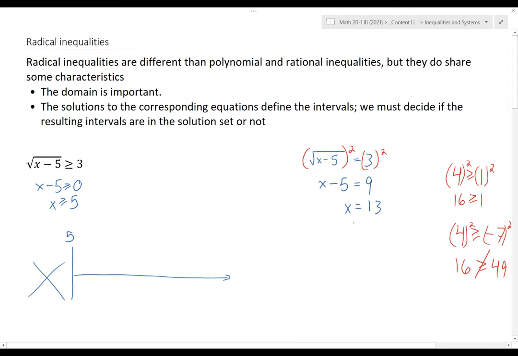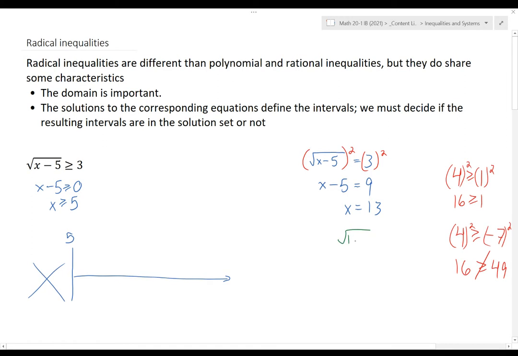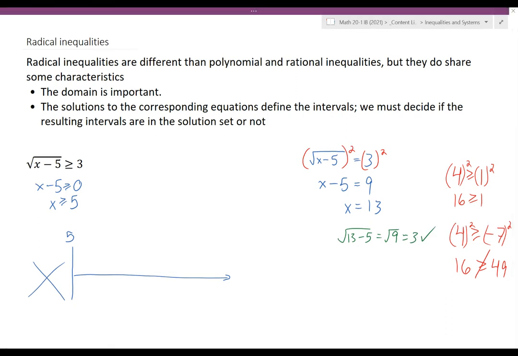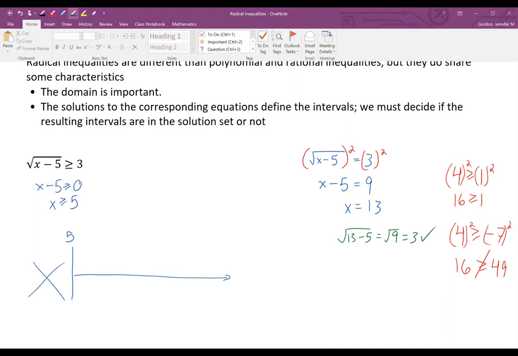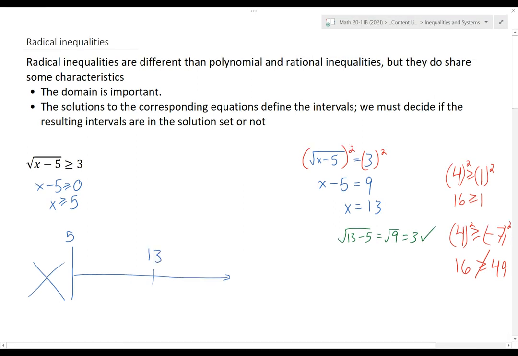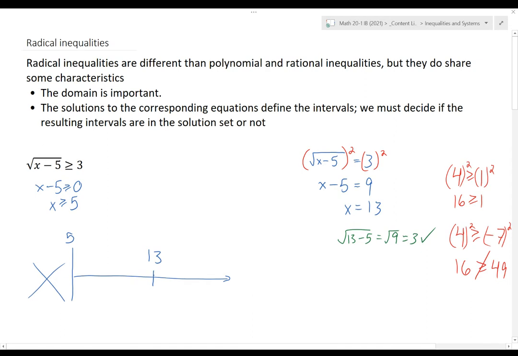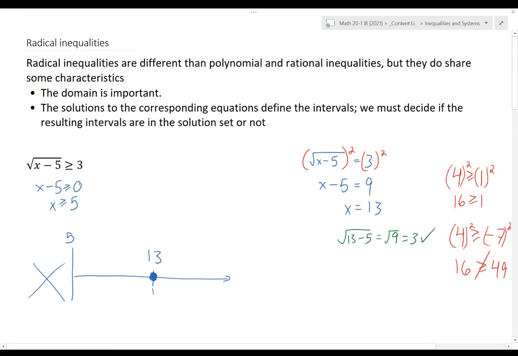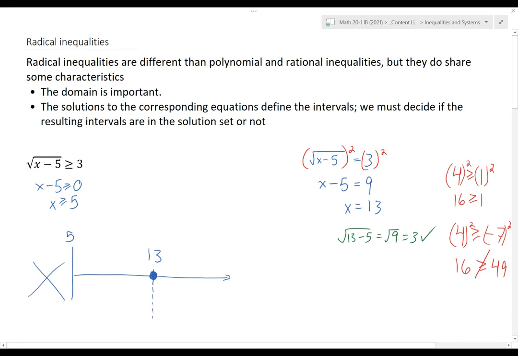But here, if I check 13, is the square root of 13 minus 5, which is the square root of 9, equal to 3? It is. So this is an acceptable solution to this equation, which makes it a critical value for this inequality. X is allowed to equal 13 for this inequality because I want to know where is the square root of x minus 5 greater than or equal to 3. I'm going to note that x is allowed to equal 5, but it doesn't necessarily equal 5.